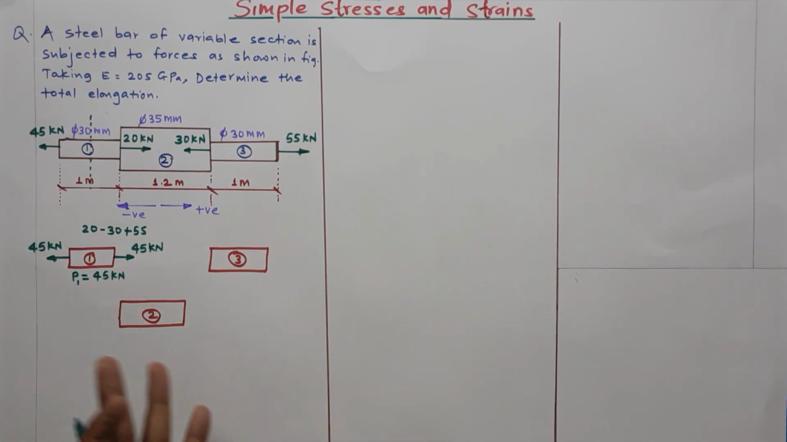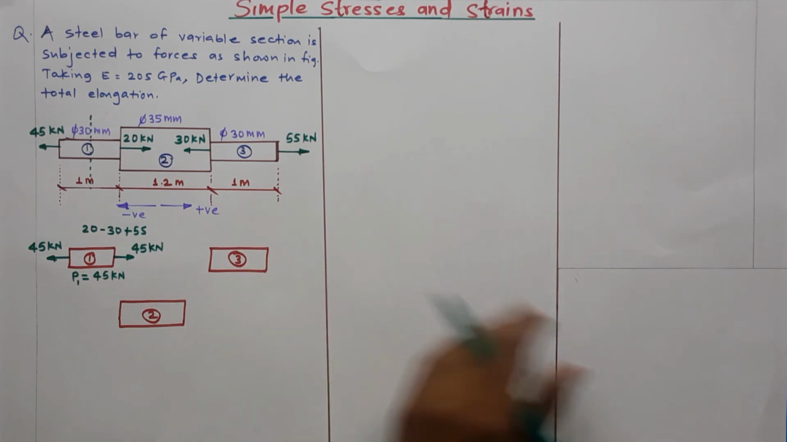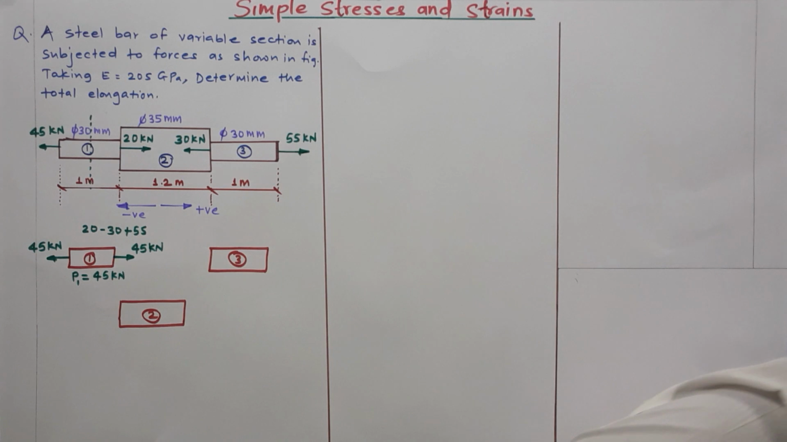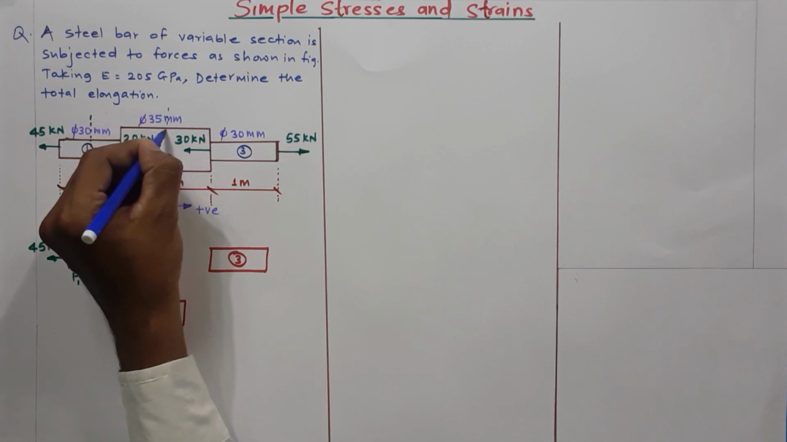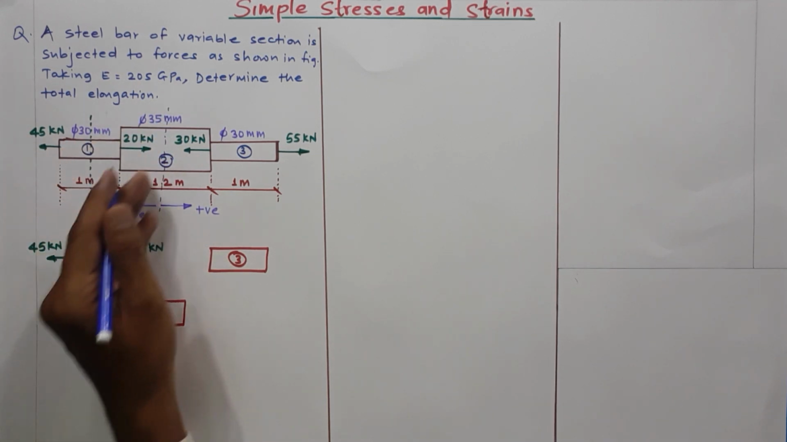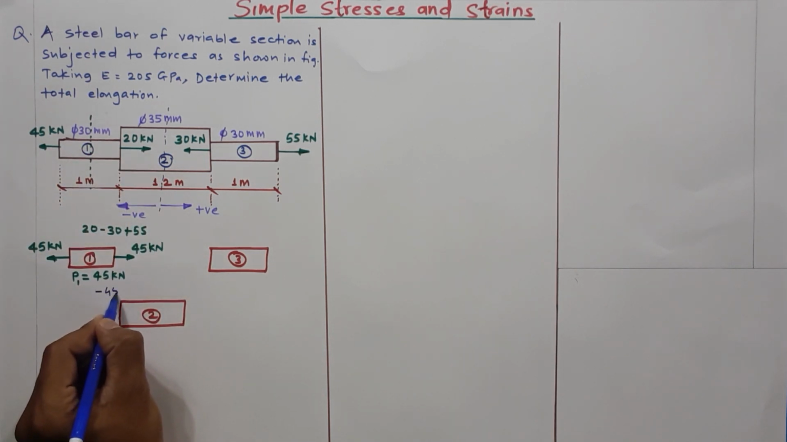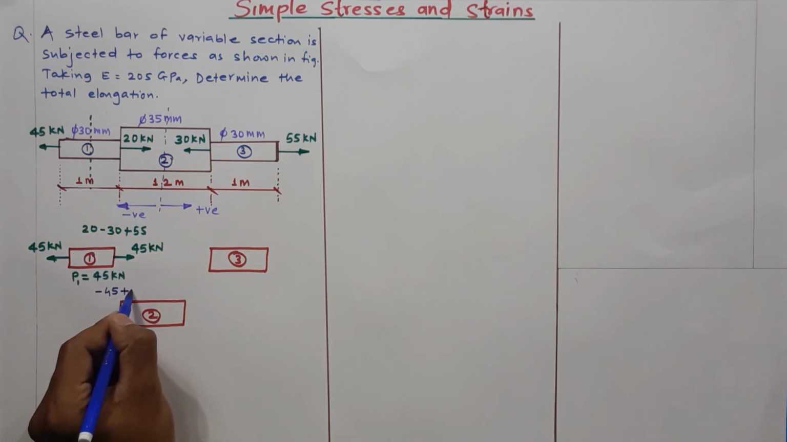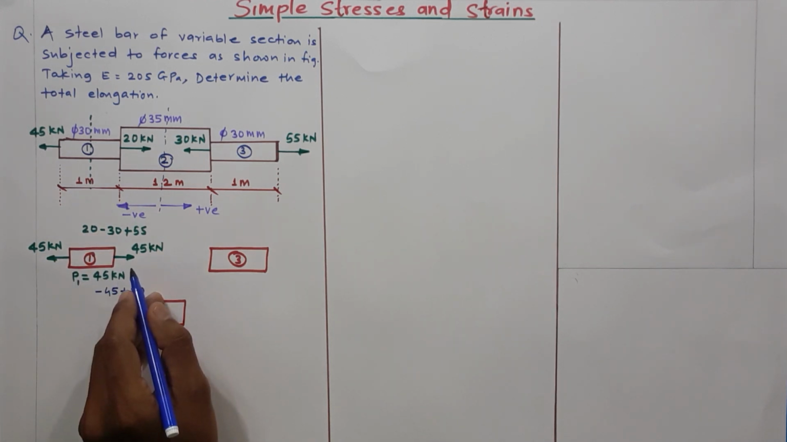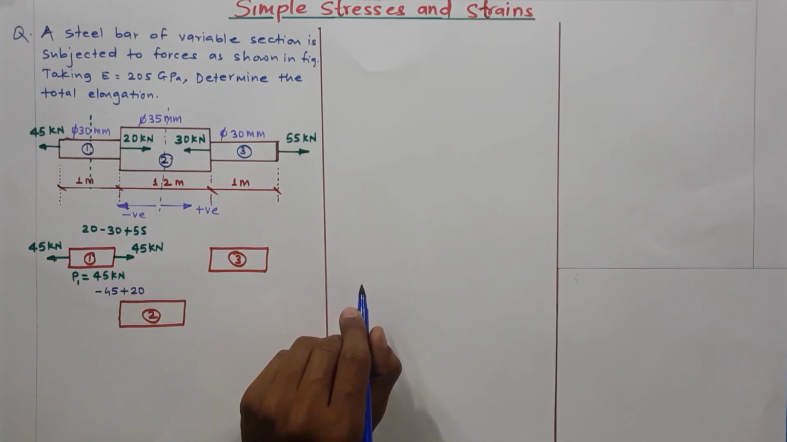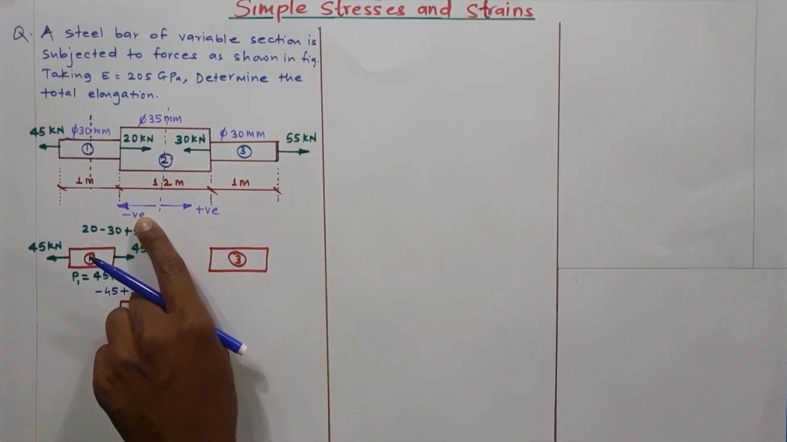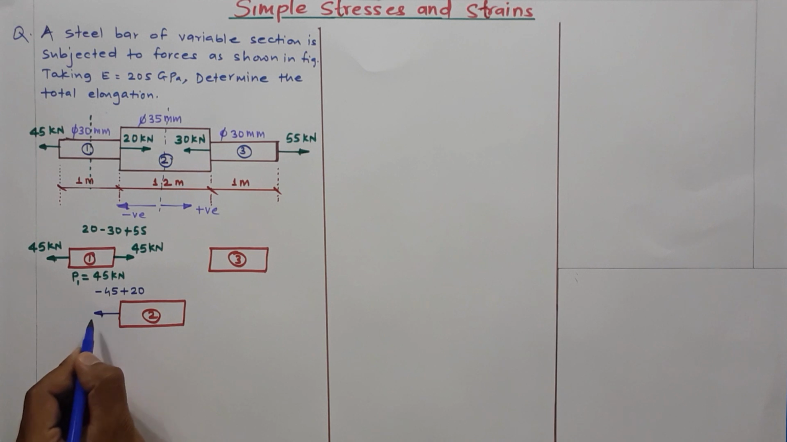Then similarly we follow the same procedure for second part and third part. Again we consider a section in second part. See left side of forces. On the left side there are two forces, 45 and 20. 45 goes towards left, that is minus 45. 20 kilonewton goes towards right, that is plus 20. Minus 45 plus 20 is minus 25. Minus means it goes towards the left. Here we got a left side force, and that is 25 kilonewton.